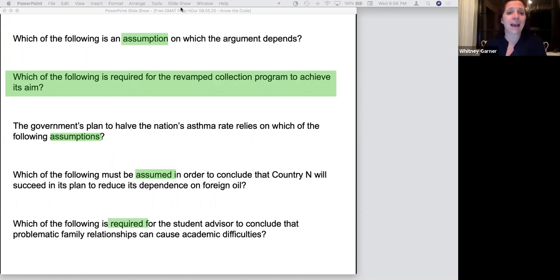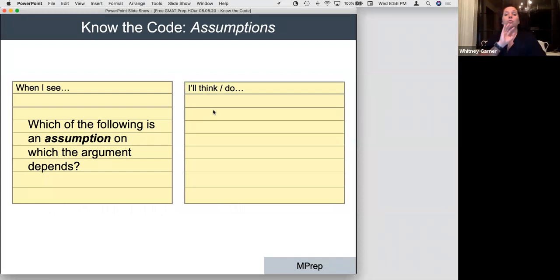And then on the back, I'm going to think, okay, trap answers are answers that strengthen. Or I want to use the process of negation to evaluate. So whatever it is, what was the reason why you missed this? If it was something specific about assumptions, put that on the back. If it was something about critical reasoning as a whole, you might write, when I see critical reasoning questions, I'll always read the question first.